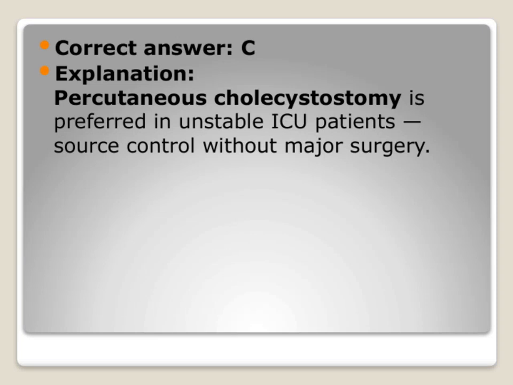The correct answer here is C. Let's talk about why that is. Percutaneous cholecystostomy is actually the preferred approach in unstable ICU patients. This procedure allows for source control without the need for major surgery, which can be risky in critically ill patients. It's a minimally invasive option that helps manage the infection effectively while minimizing additional stress on the patient. This point really ties into the overall theme of tailoring our interventions to the patient's stability and condition, ensuring we choose the safest and most effective approach in complex cases.